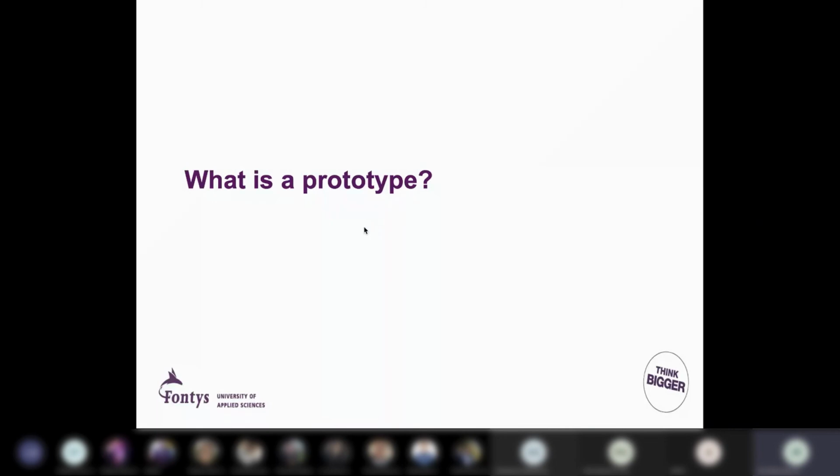Did anyone in the past have any experience with building a prototype of anything? Could be a service, could be a product, anything, hardware, software. No? Well, in reality, guys, as in design, that's pretty normal.